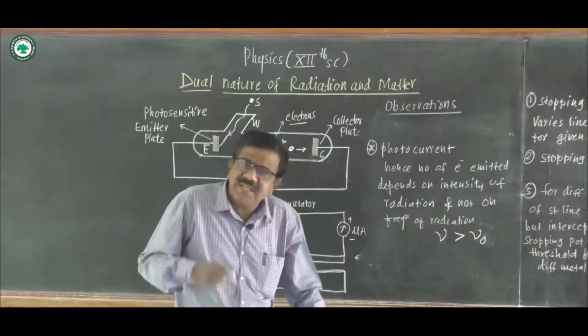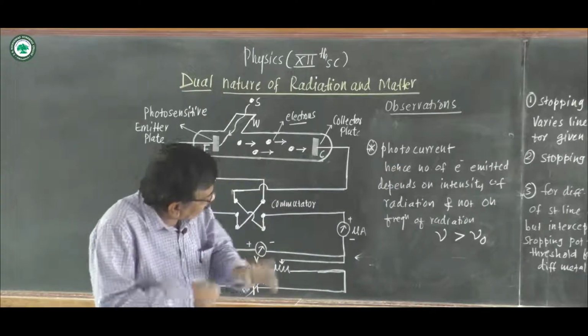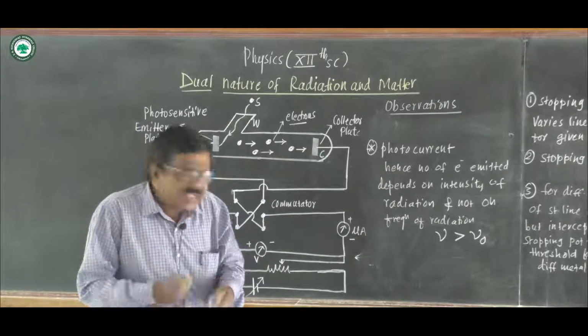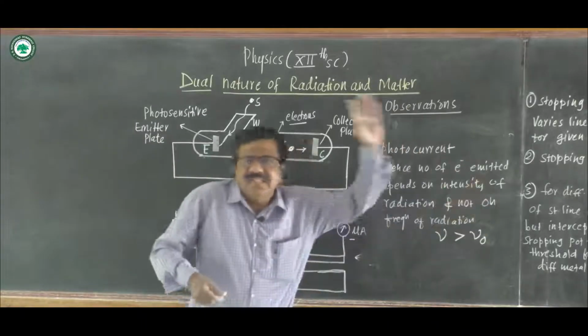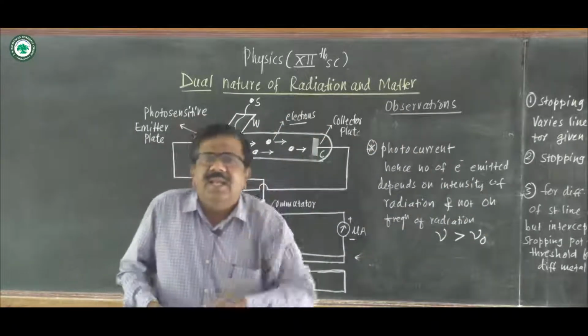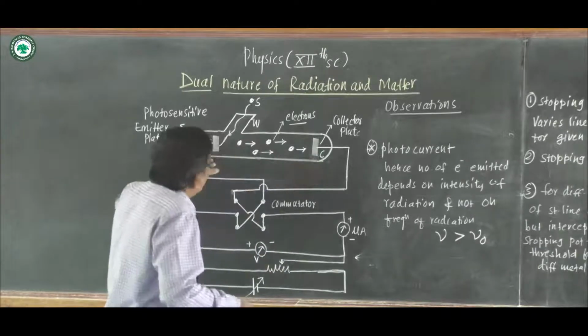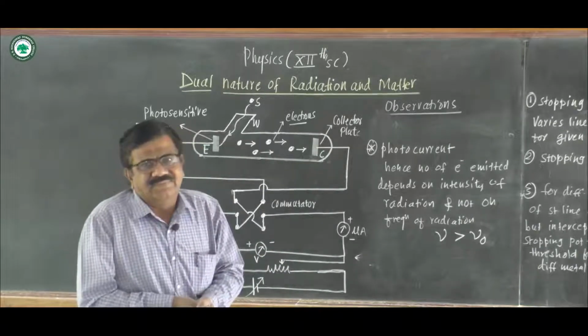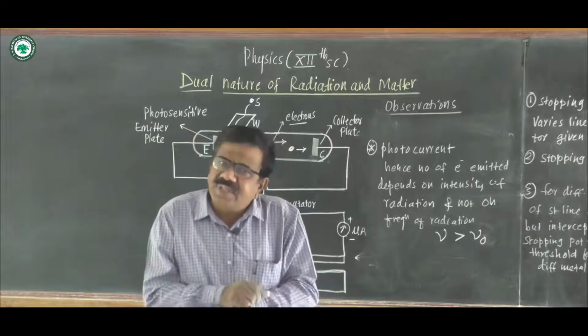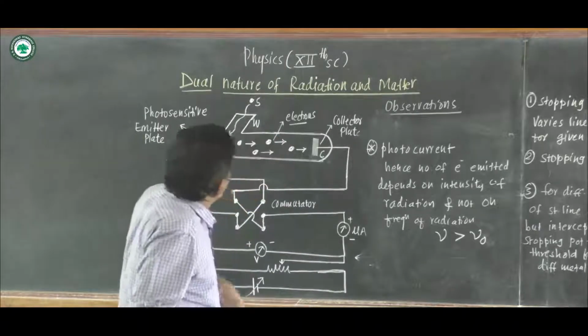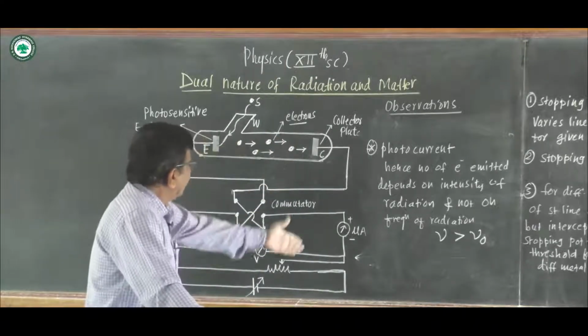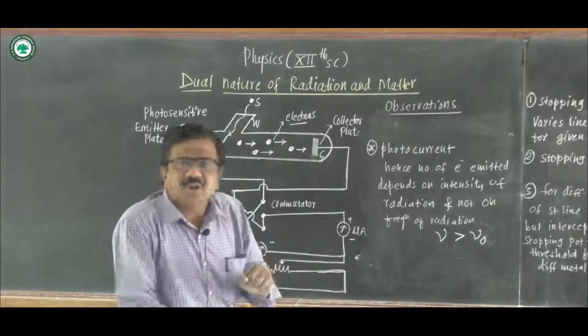The photoelectric current, hence the number of electrons emitted, depends on the intensity of radiation and not on the frequency, as long as the incident frequency is greater than the threshold frequency and the potential of the collector is higher than the potential of the emitter. So these are some observations based on this experimental setup of the photoelectric effect.